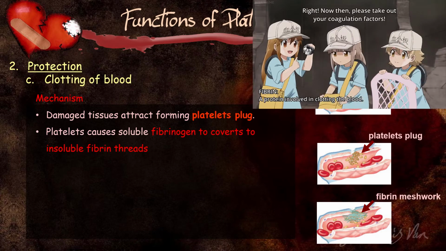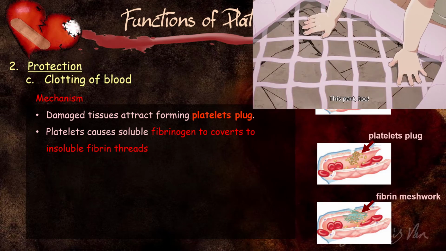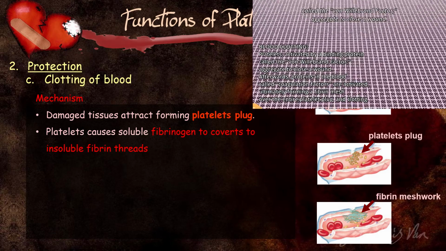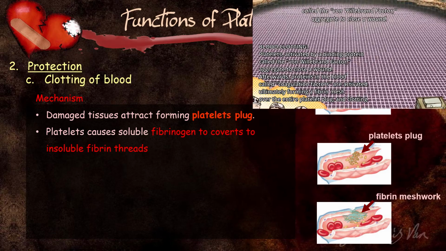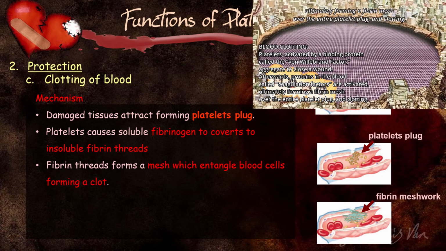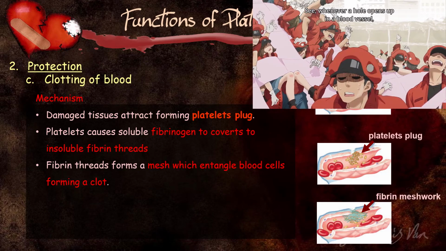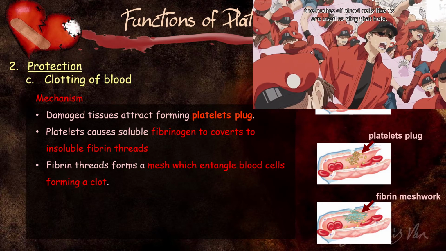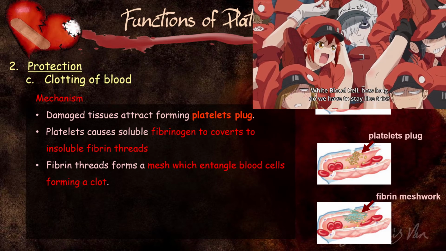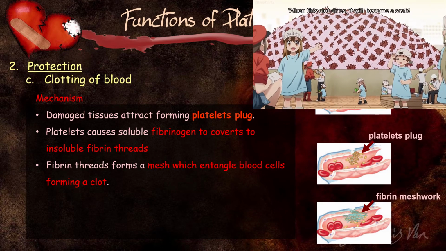Platelets also cause soluble fibrinogen to be converted into insoluble fibrin threads. So you can imagine that fibrin thread is like the thread which you make your clothes. And those fibrin threads, they will form a mesh which will entangle red blood cell, forming a clot. So it is something like a fishing net, whereby a fishing net is used to catch fish. This fibrin thread is used to catch red blood cell or entangle them at the site of the wound. And this will cause the wound to be sealed.